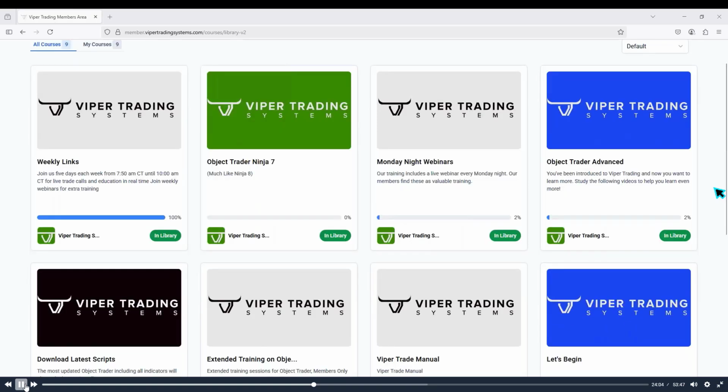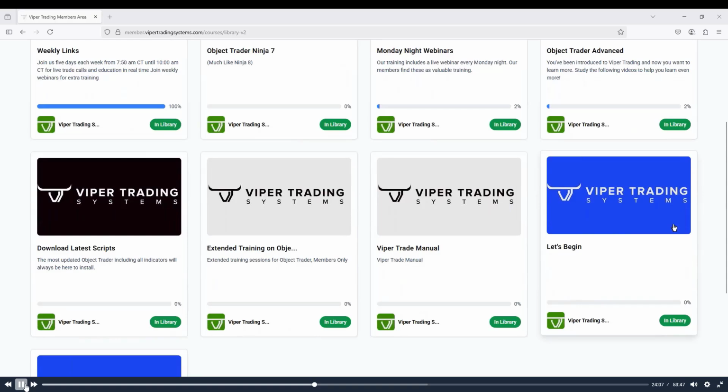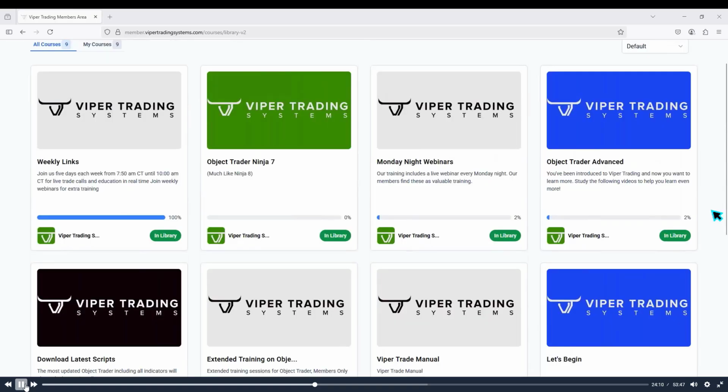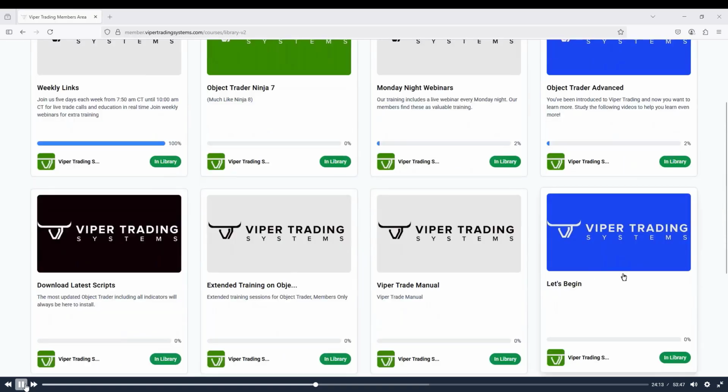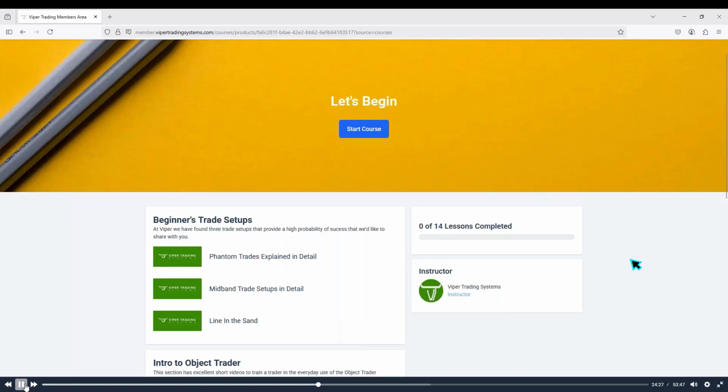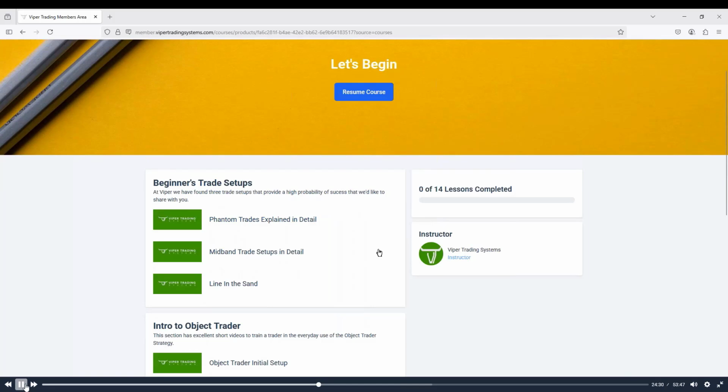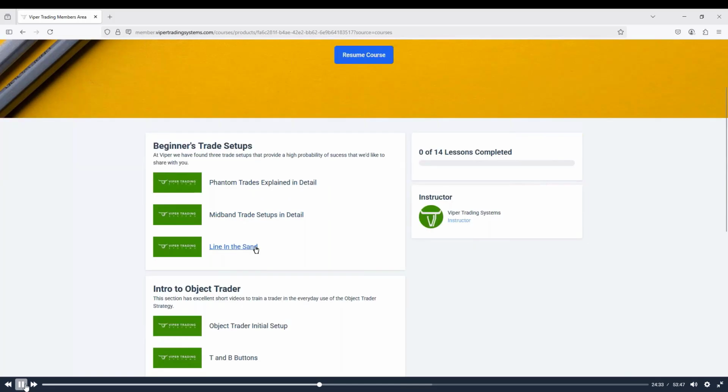But anyway, we have in Viper Trading Systems, when somebody's a member with us, a Let's Begin. This is where I recommend everybody go first off, because this teaches the 3 trade setups that I call and teach. It's not really that difficult being a teacher of Viper, because I look for 3 trade setups. I look for phantoms, I look for mid-bands, and I look for line in the sand. Line in the sand, you've got what we call a conservative and an aggressive trade. I personally like the aggressive, but I'll usually dip the toe rather than put 2 or 3 contracts in it. So if you learn those 3 trade setups that I teach every single day, you should make money.